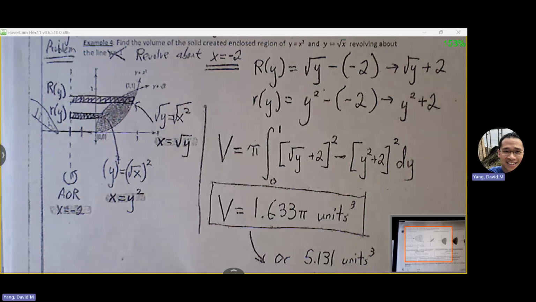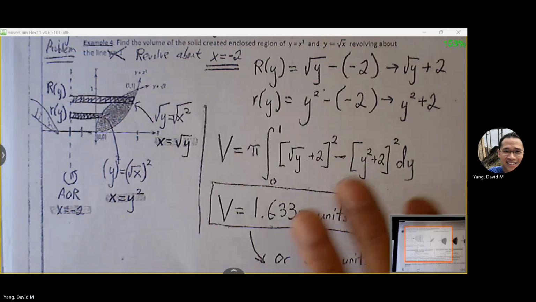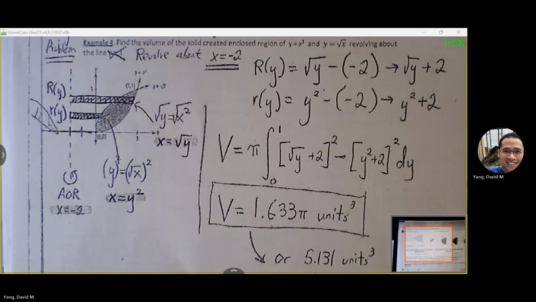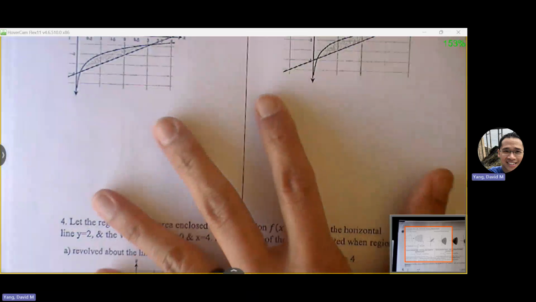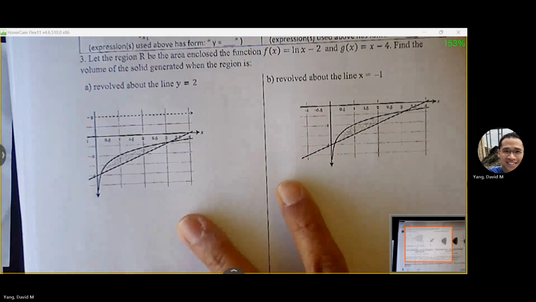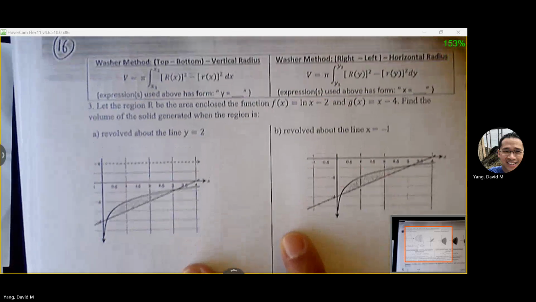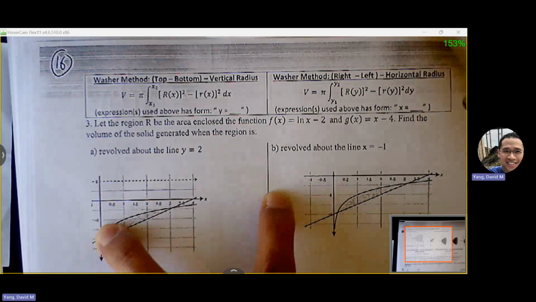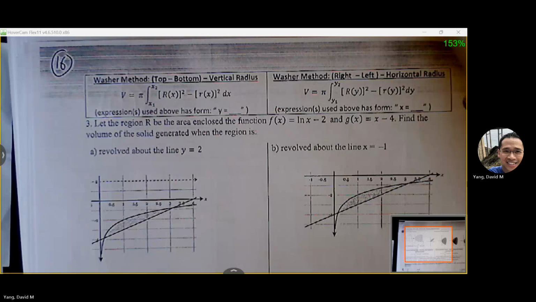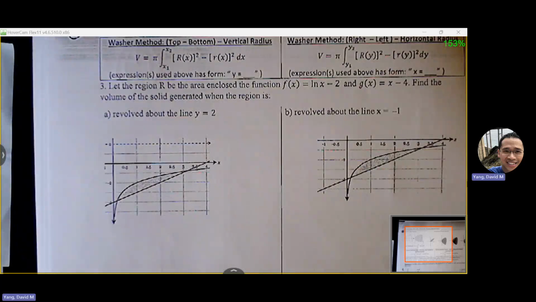So let's go to page 16. Let's see if we can do 2 problems. I would like to do a problem where we do a top minus bottom and do a problem that's right minus left, so we can get practice with those 2 variations. So page 16. Try A and then try B. Okay. I'll put the answers up in a little bit so we can check our progress.